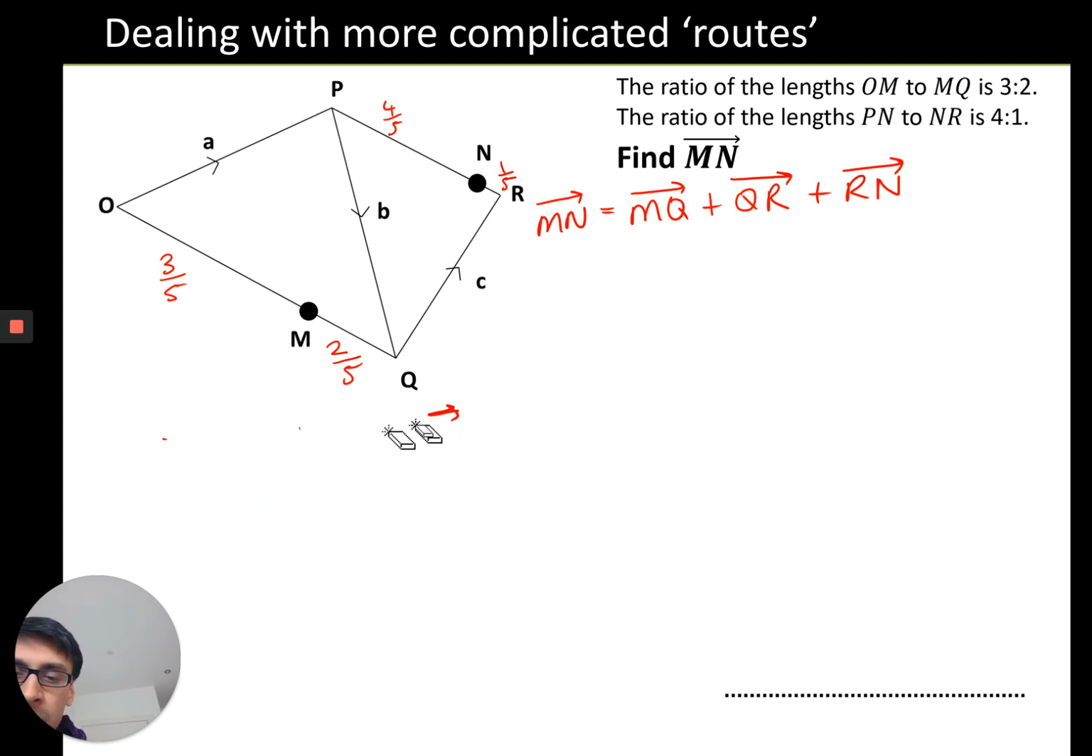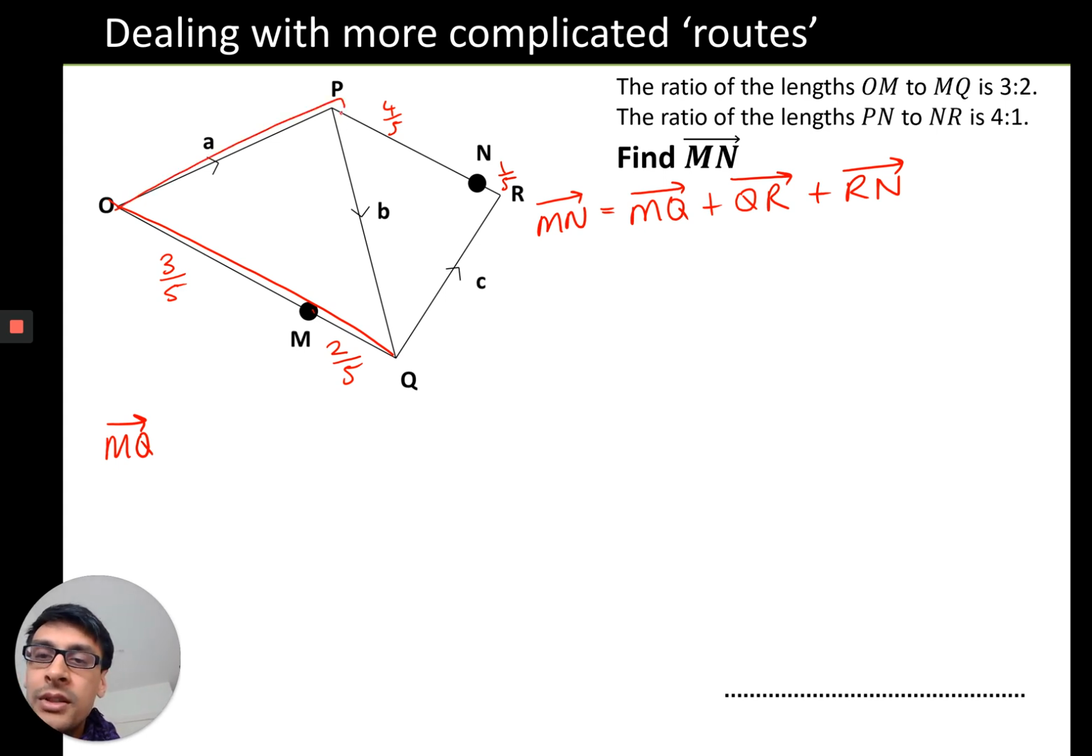So MQ. I do not know what this vector is. We haven't been given that. So to go from M to Q, I don't really know what that is. I know it's 2/5. So in that case, I can say, well, how can I go from O to Q? Well, to go from O to Q, I can go up and then down there. So in other words, MQ is equal to 2/5 of this journey here, which is a plus b.